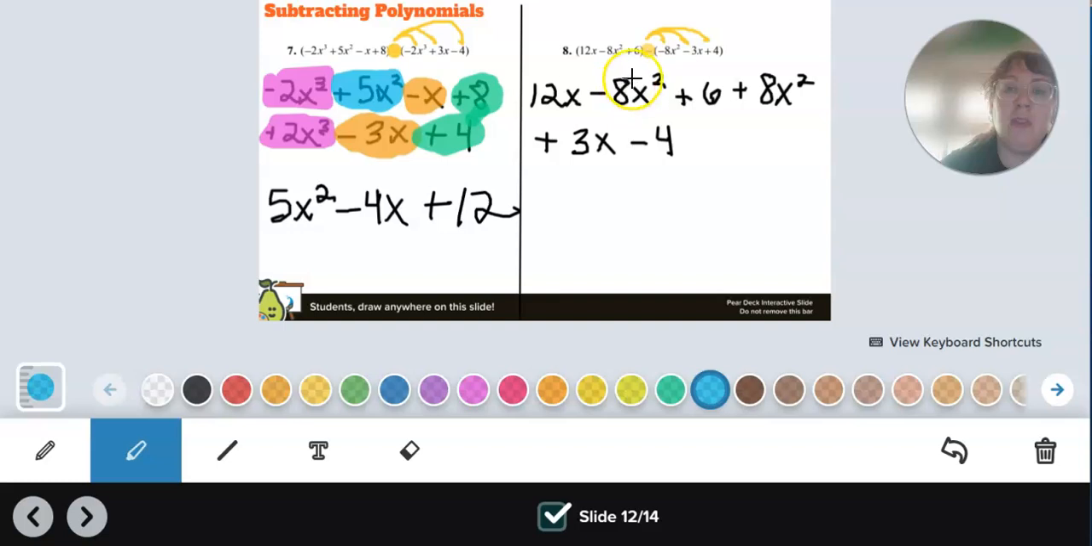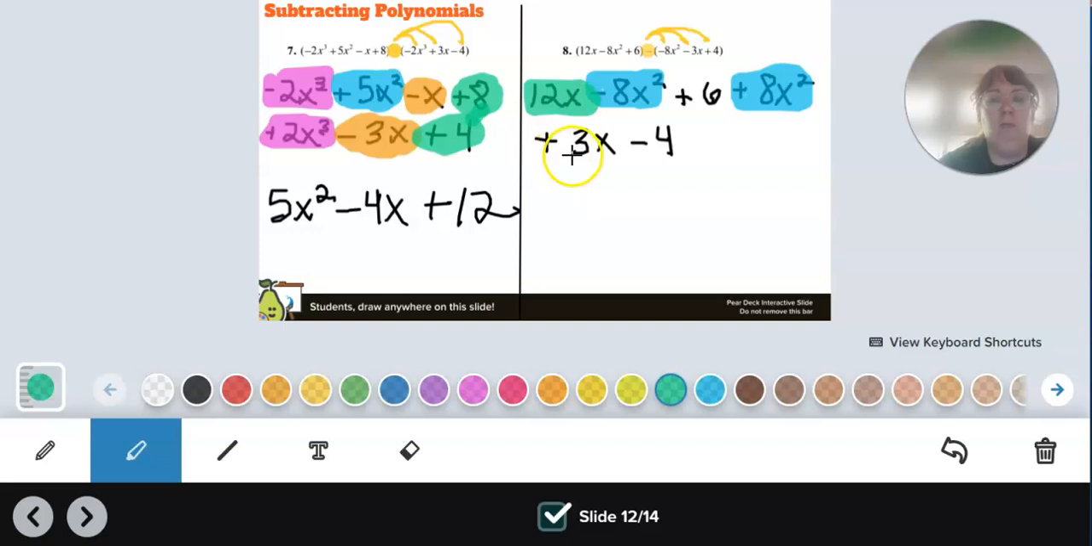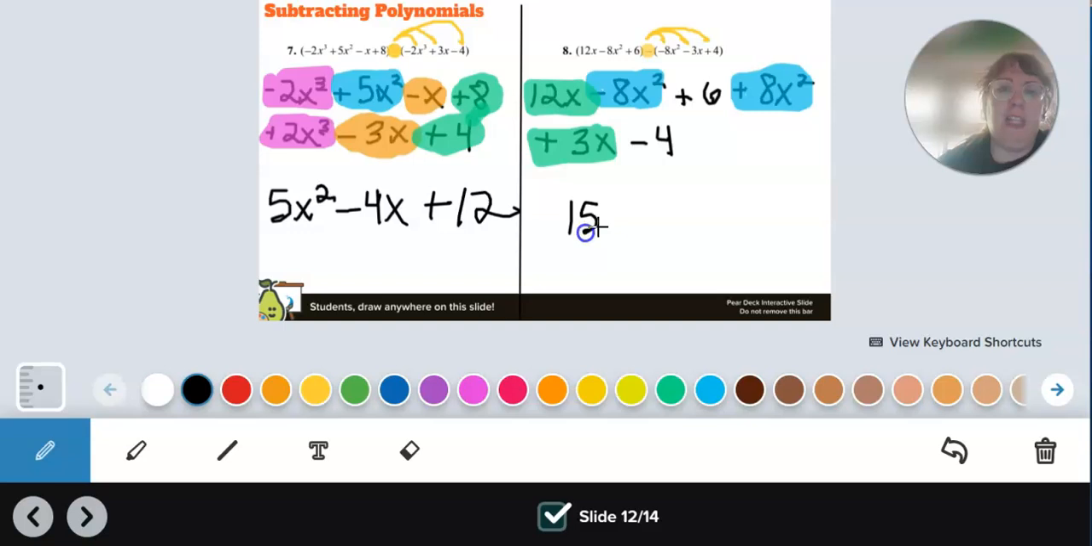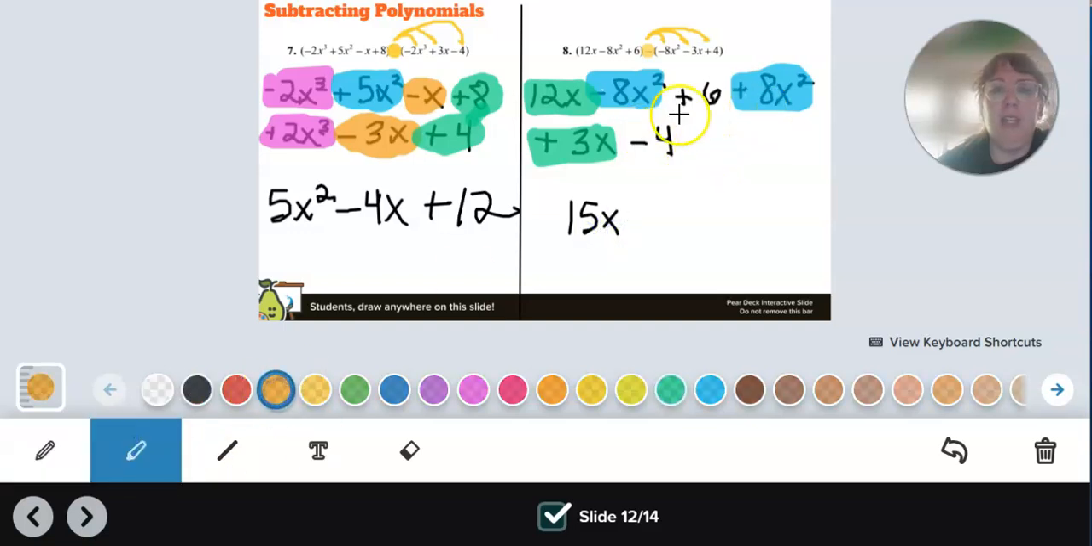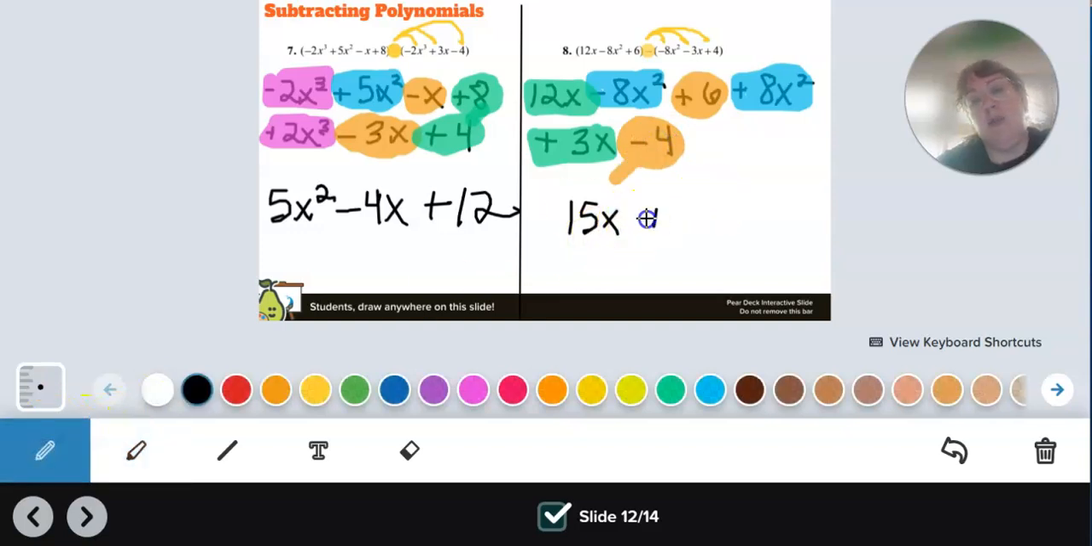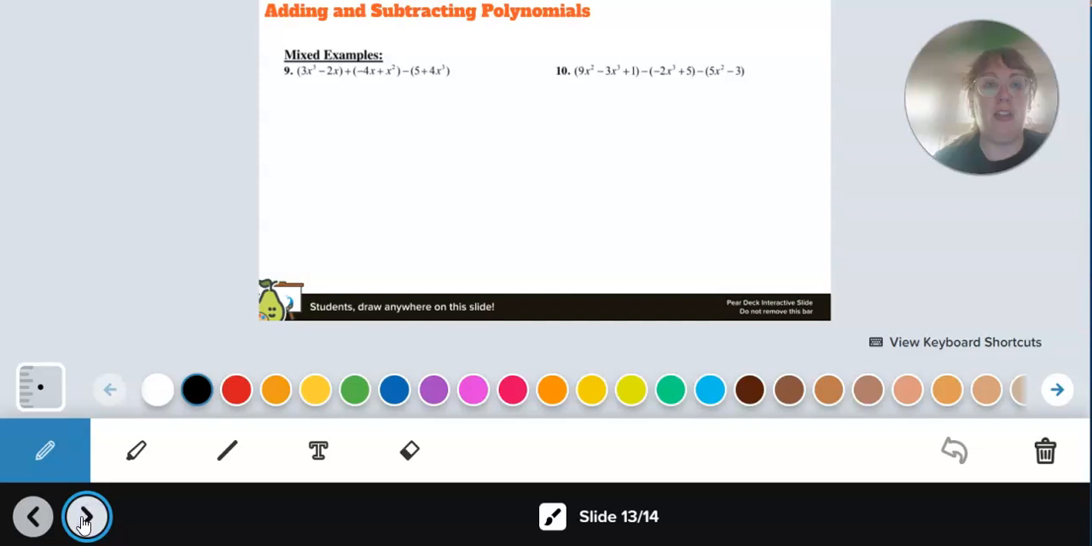Combining some like terms, we have a -8x squared plus 8x squared. They're going to cancel out again. -8 plus 8 is 0. So then we have 12x plus 3x, which gets us 15x. And 6 minus 4 gets us 2. Beautiful. Hopefully you're feeling okay with this. Once you're all set with this slide, push to slide 13.